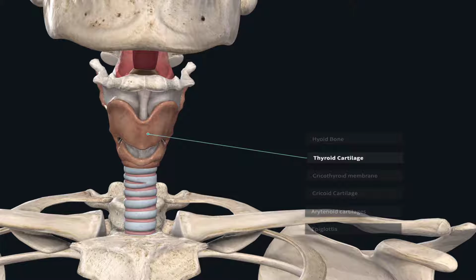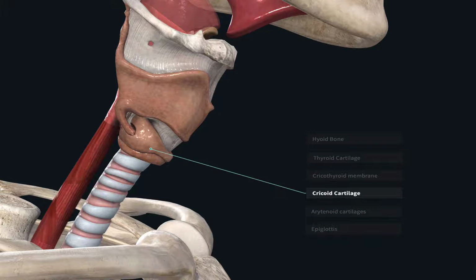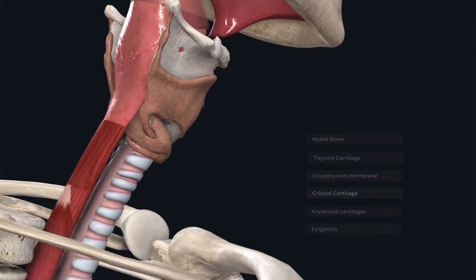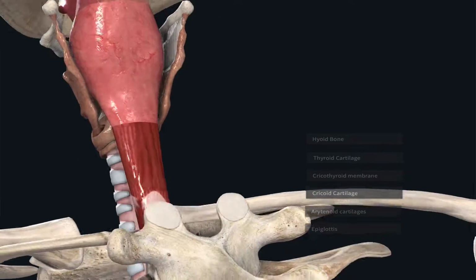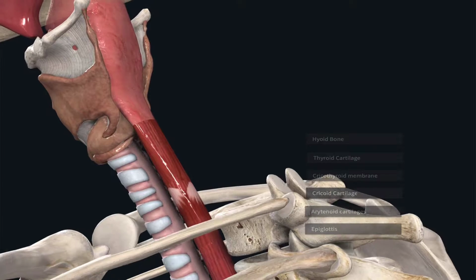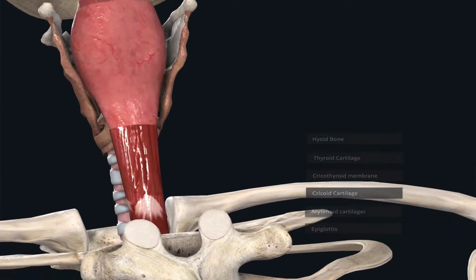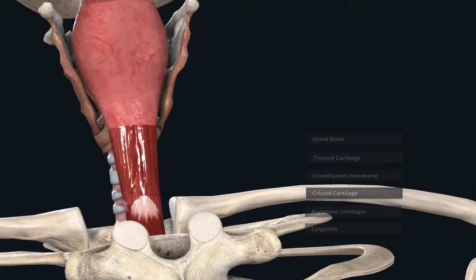Below the thyroid cartilage is the only fully circular cartilage, called the cricoid cartilage, which if I turn the model, we can see how it makes its way all the way around on both ends, but the thyroid cartilage you can see is interrupted in the middle on the posterior side.